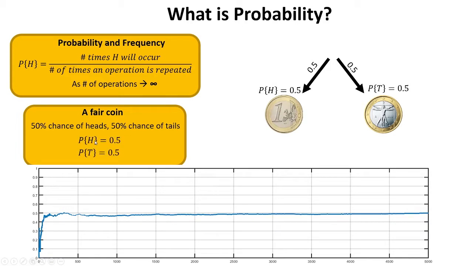And the way we denote this in statistical terms is a P with curly brackets and an H inside of it, and equals 0.5 for heads and 1 for tails, right? So heads, tails, 0.5, 0.5.